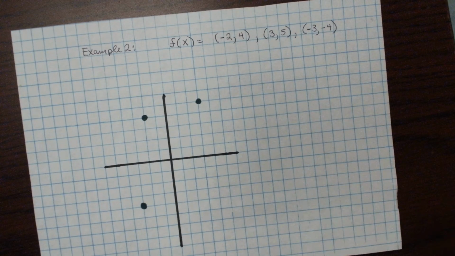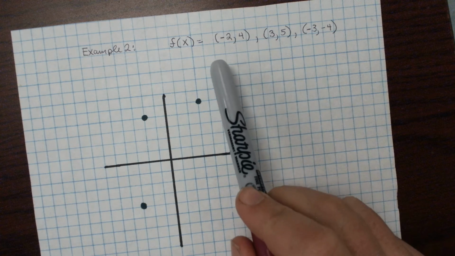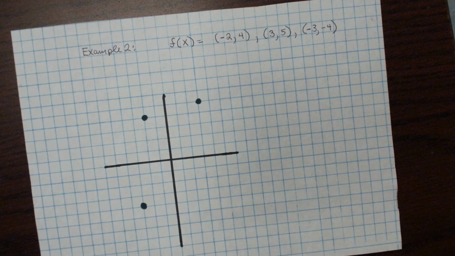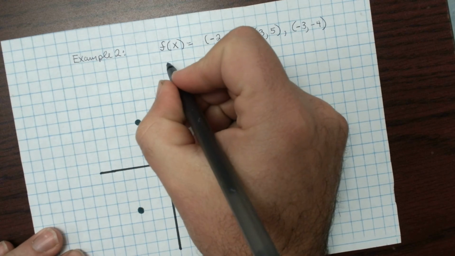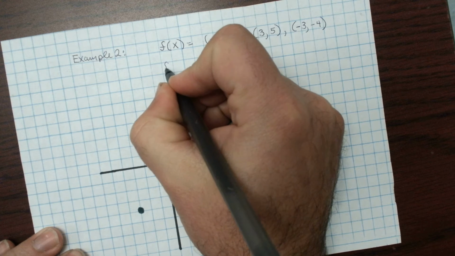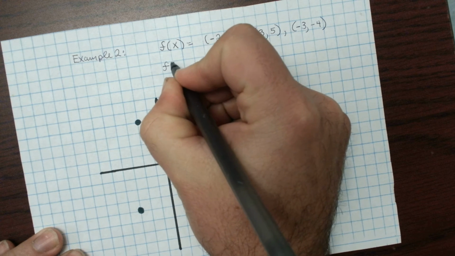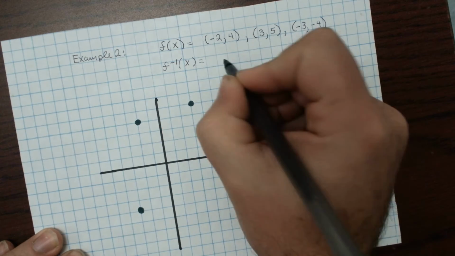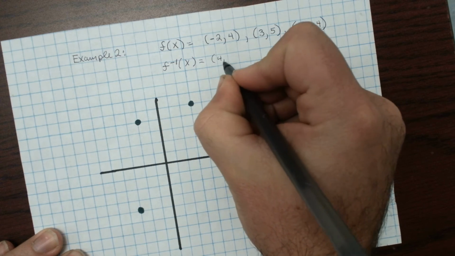Example 2 here, I have these points plotted in green already. So that would be the points (-2, 4), (3, 5), and (-3, -4). For the inverse of those, again, we are going to use this fancy notation, so that's your f with a little -1 of x. And all I'm going to do is take each of these x and y values and flip them.